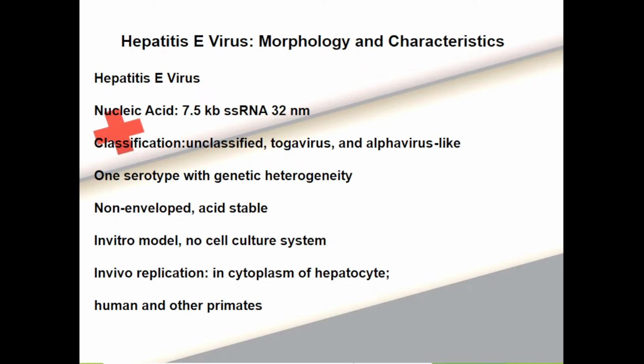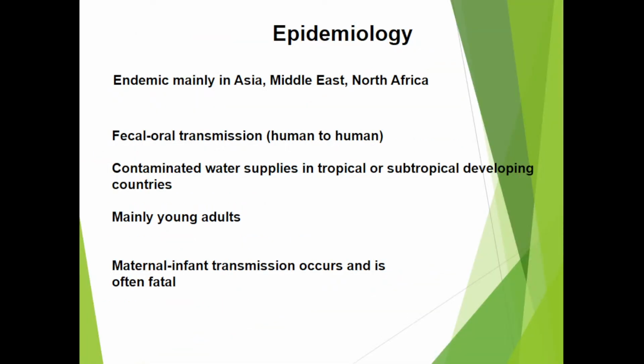In several words about hepatitis E, clinically and epidemiologically it's similar to hepatitis A, but hepatitis A is spread almost worldwide, while hepatitis E is mostly in tropical countries. Endemic mainly in Asia, the Middle East, North Africa. Fecal-oral transmission human to human. Contaminated water supplies in tropical and subtropical developing countries, mainly affecting young adults.